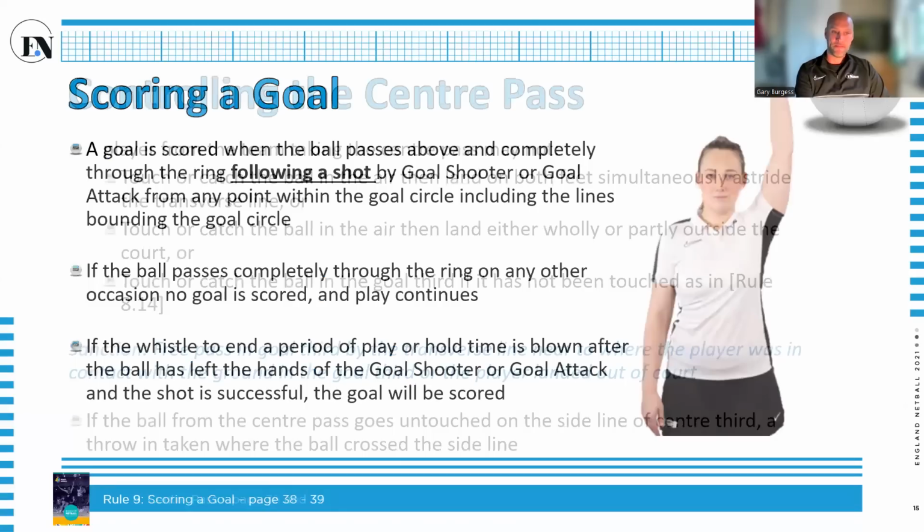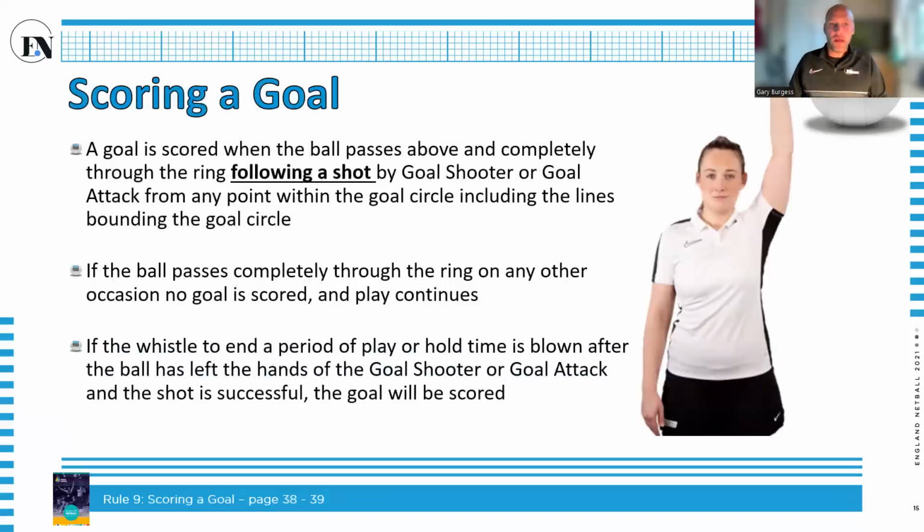Okay. Now, one of the big tidy ups, as I mentioned, is on definitions. So the shot has actually been defined in there. A shot is a goal shooter or goal attack who throws, bats, or deflects the ball towards the ring in an attempt to score without the ball first touching the ground. Okay, now in the previous rules, it was assumed that any deflection from either a goal shooter or goalkeeper who stood in the goal circle, which then went through the ring, was awarded as a goal. Now, in this rule book, only deflections from shots are successful in being counted.